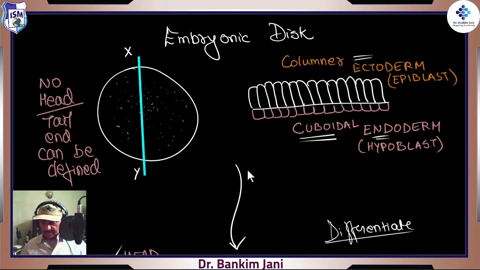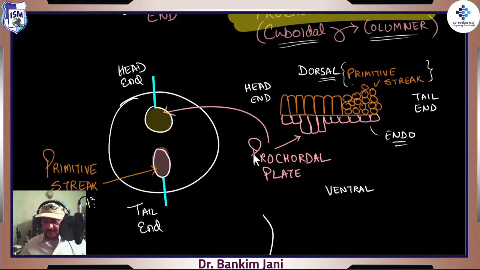So now the primitive streak is where the cells are going for differentiation, and they change. Now your image is that on the head end there is the procaudal plate, occurring on the anterior side, and the primitive streak developing on the posterior side. So far, it's all easy, all good. Now starts the real fun.